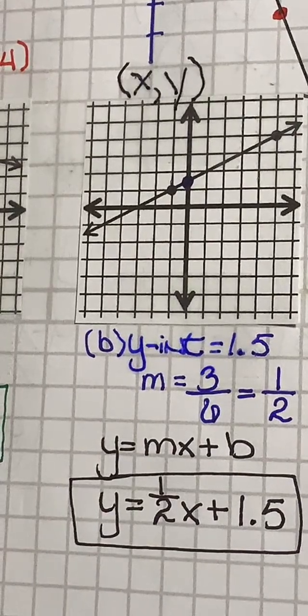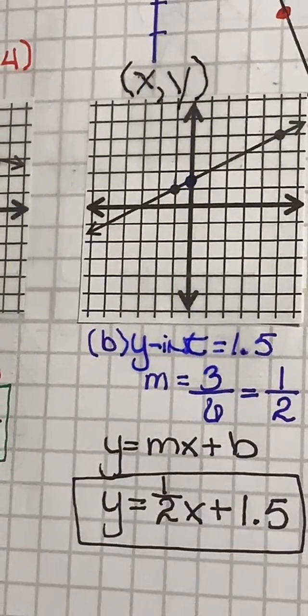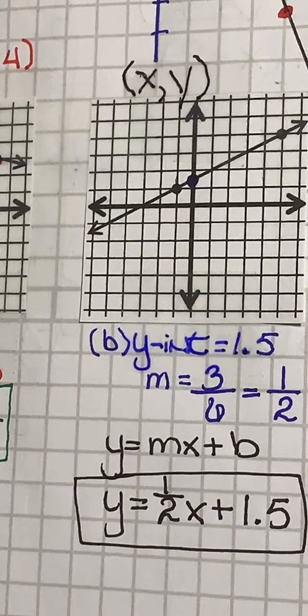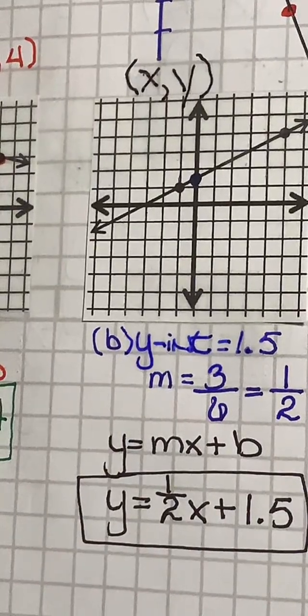All right, no problem. You see? Okay. So all we really need is 2 things. We need slope and we need a y-intercept.